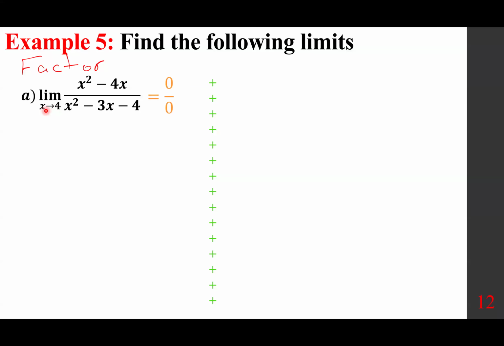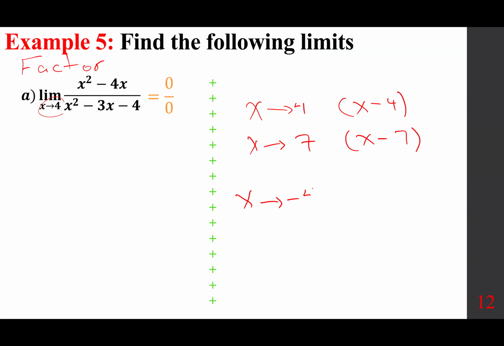What I want to mention: if x is approaching 4, and that creates a 0 in the denominator, x approaching 4 means you should have a factor of x minus 4. X approaching 7 means you should have a factor of x minus 7. X approaching -4 means you have to have a factor of x plus 4. And so you do the factoring.